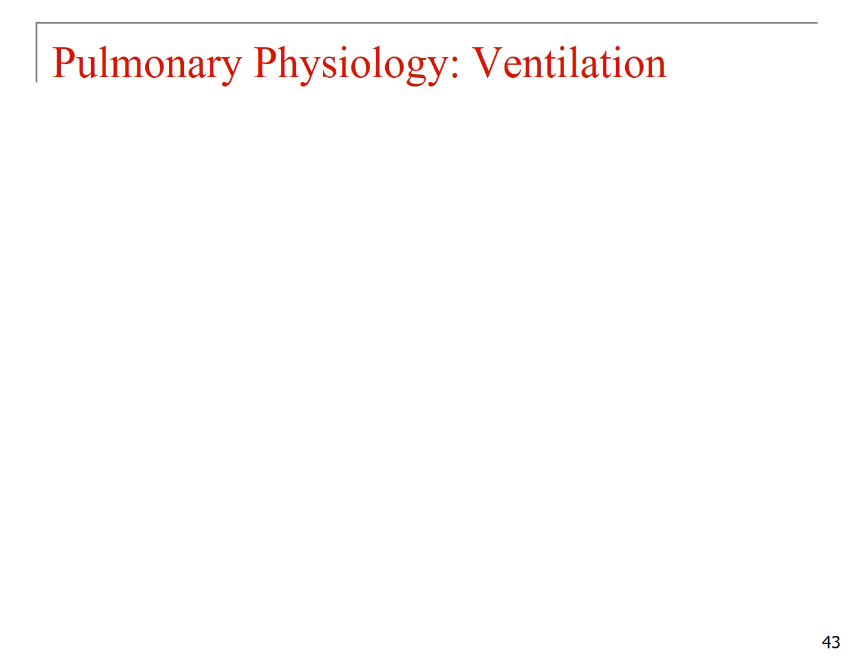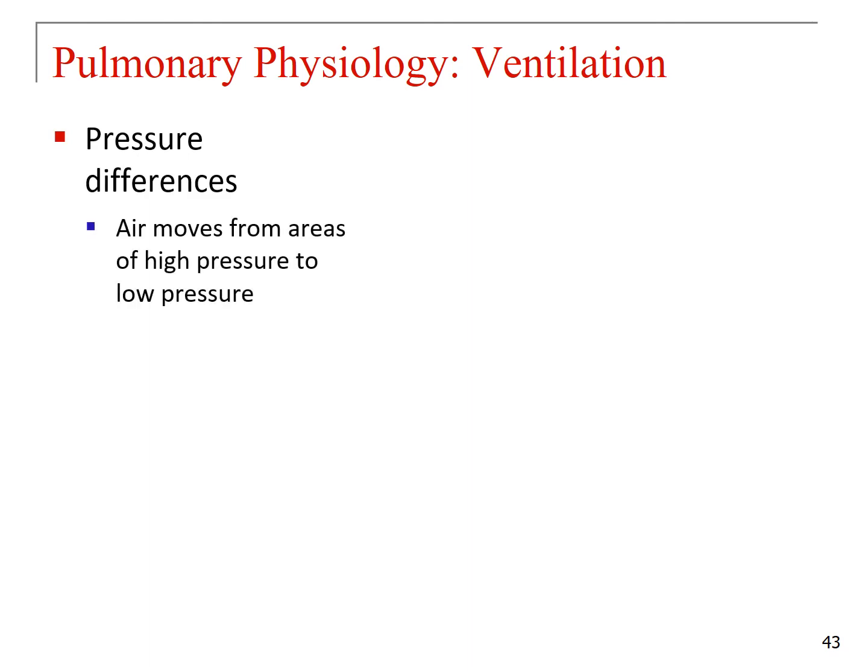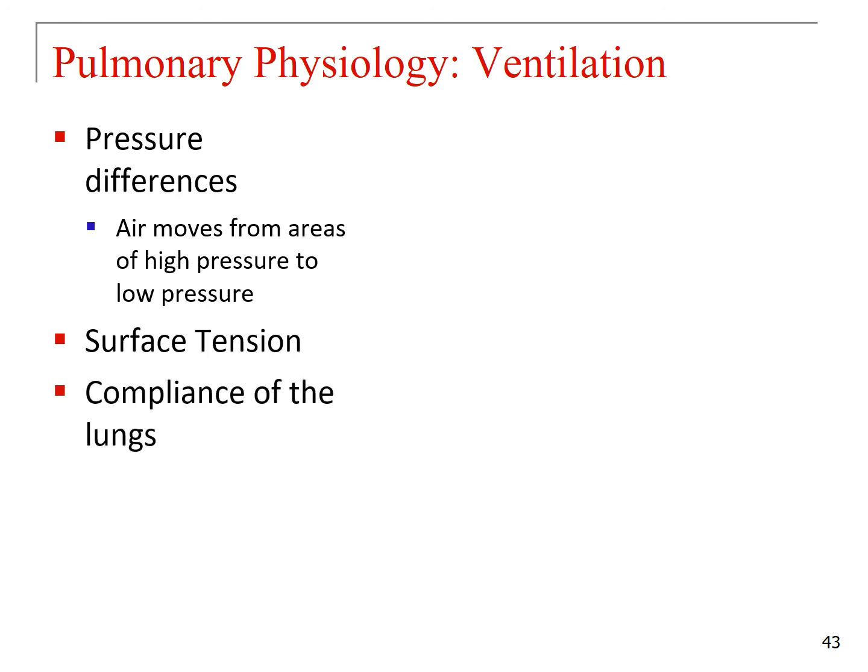So let's talk about factors that play into the amount of ventilation that you can carry out. One is the pressure differences that you're able to generate. And remember that air moves from areas of high to low pressure. So the amount of surface tension in the lungs can keep you from being able to generate pressure differences. So there's something called compliance of the lungs, which we'll get into just a little bit. And there's also something called airway resistance. So these different factors play a role in how well you can carry out ventilation.